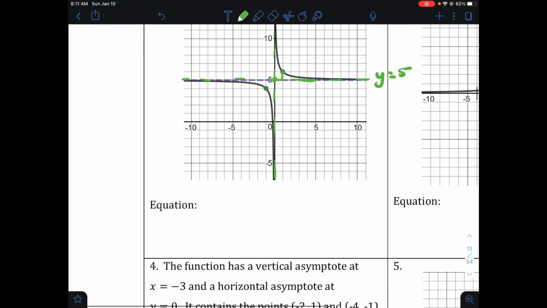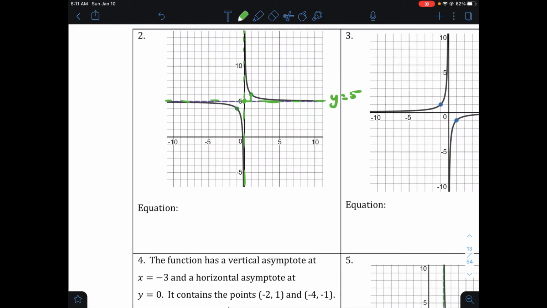So the only transformation this graph had was that it was shifted up 5. In order to write this equation, we just need to take the original function, which in this case was 1 over x, and shift it up 5 vertically, which is going to be that. So this would be our equation.